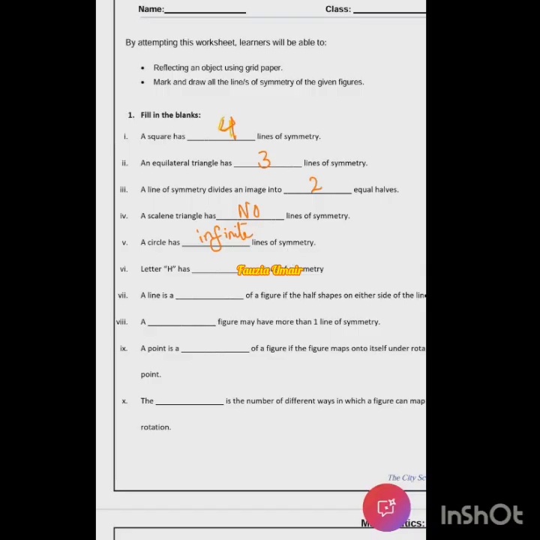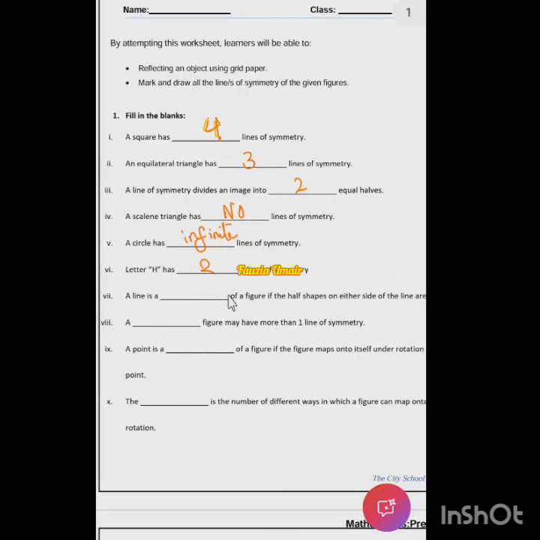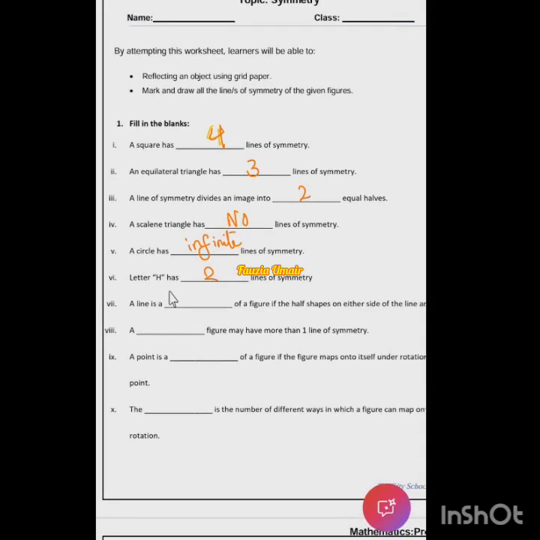Letter H is having how many lines of symmetry? Two lines. Very good. Letter H resembles a rectangle. A line is a line of symmetry of a figure if the half shapes on either side are congruent. A line is a line of symmetry if the two sides have the same shape. Or there is another name: mirror line, or line of reflection.